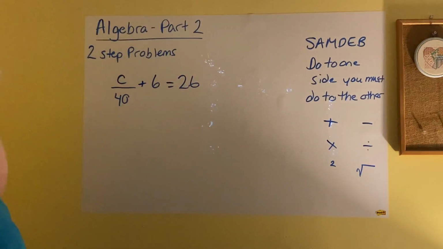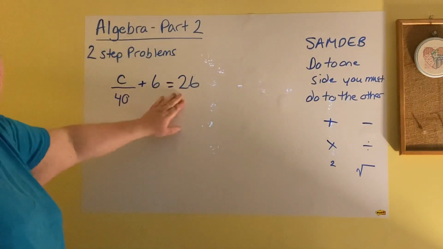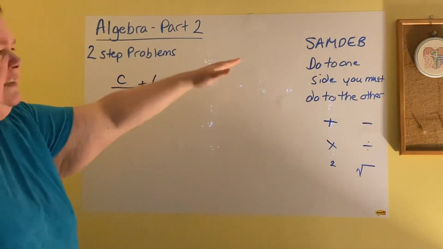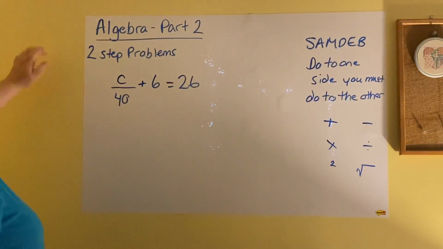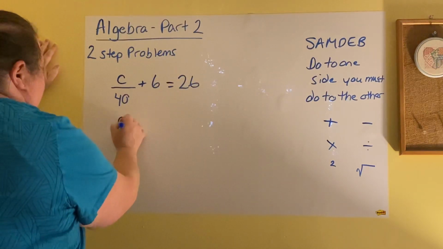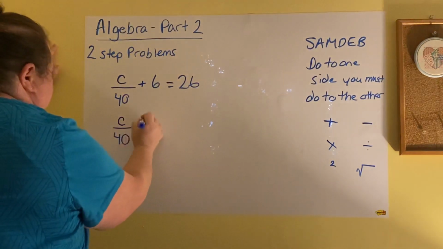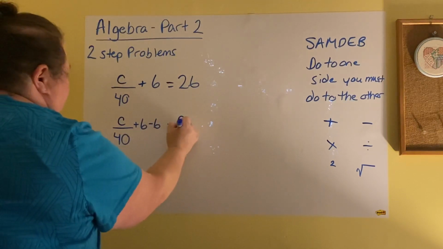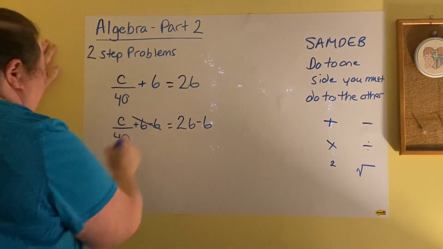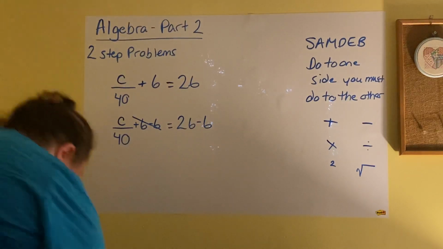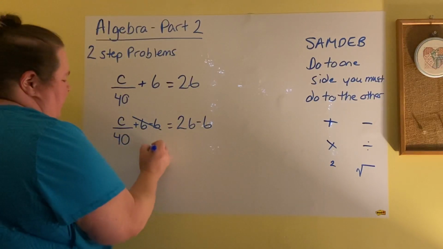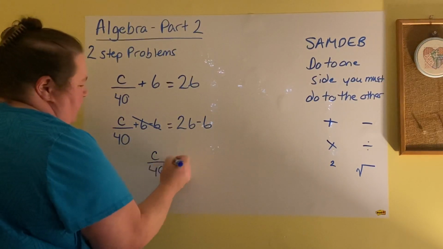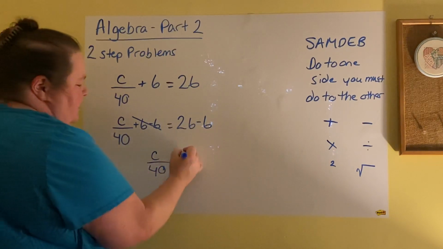So for instance here, I have C divided by 40 plus 6 equals 26. So again, using SAMDEB, I've got to deal with that adding or subtracting, in this case adding. So I've got to move that over here first. So I've got C divided by 40 plus 6, but I've got to subtract 6 from both sides. That cancels. To make my own back better, I'm going to move that over there. So here, I'm left with C divided by 40. 26 subtract 6 is going to leave me with 20.